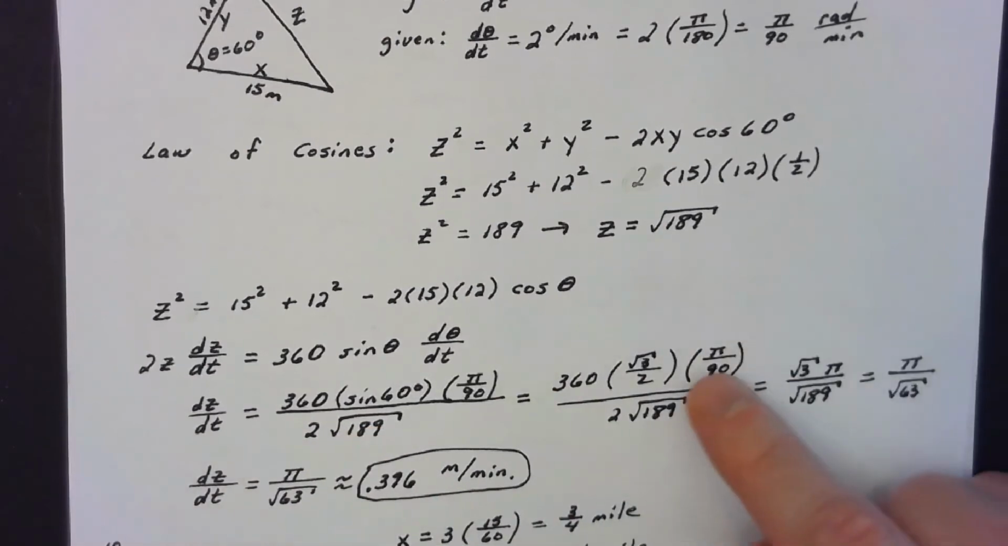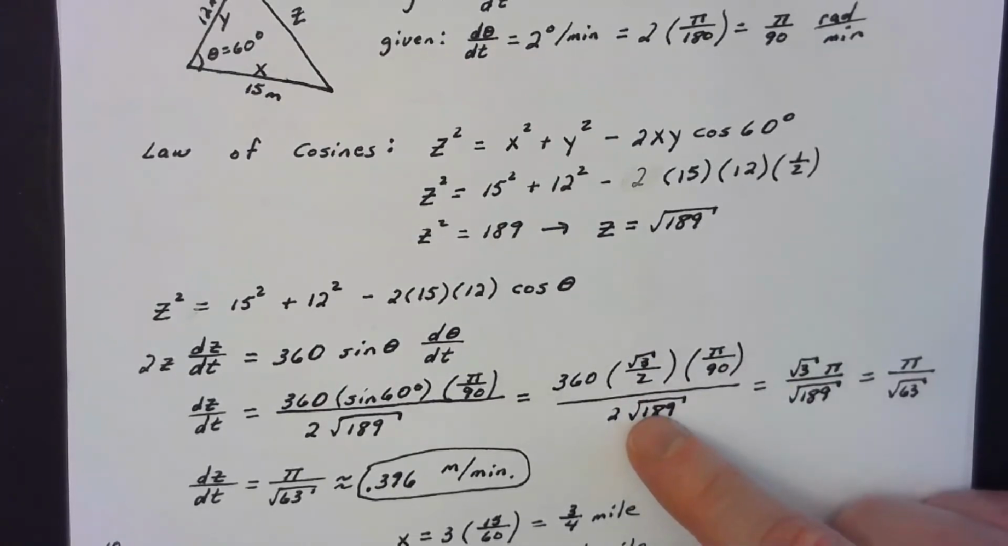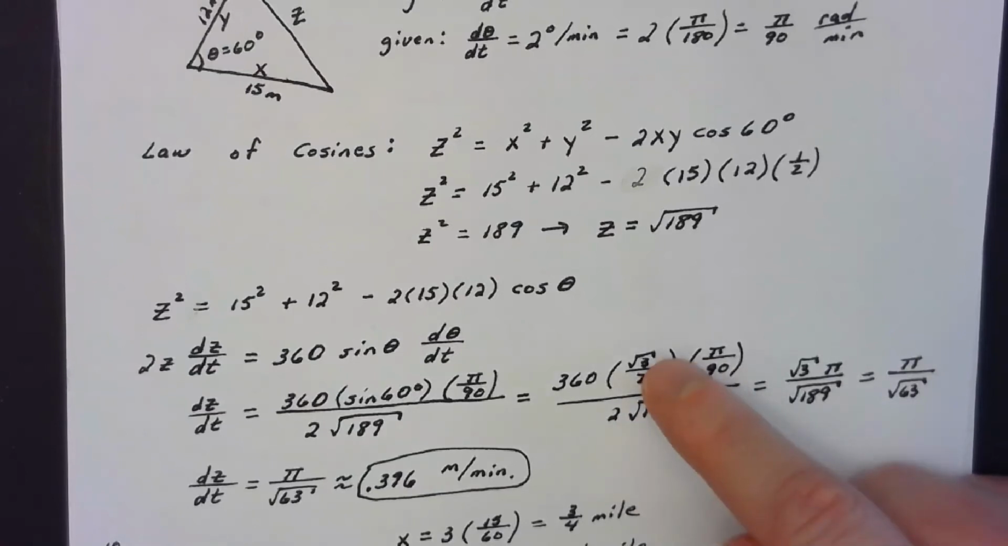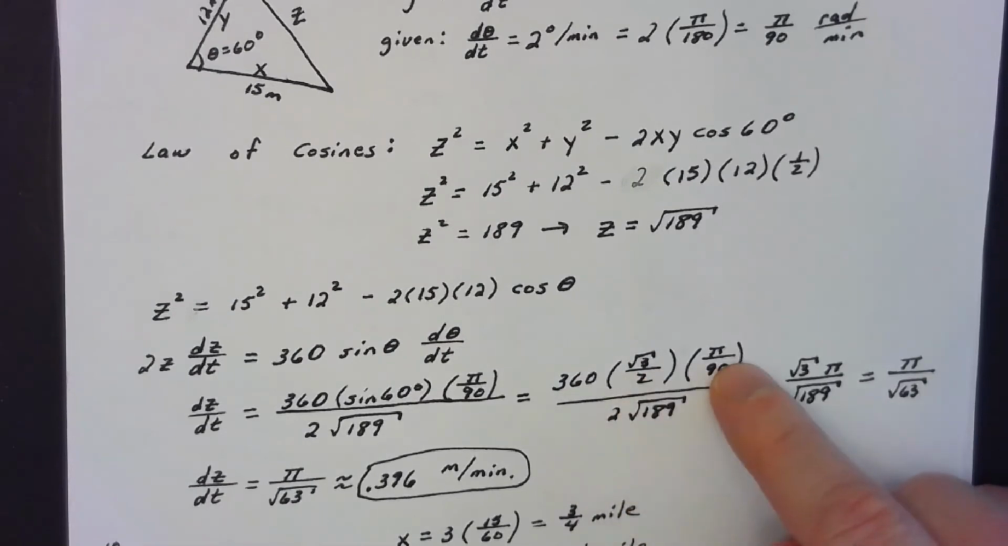This problem simplifies gorgeously here. Notice that the sine of 60 degrees is the square root of 3 over 2. That's really the only thing I've changed in that step. But then I said, well, I have 360 divided by 2 divided by 90 divided by 2. Well, 2 times 90 is 360. You have 360 divided by 360.